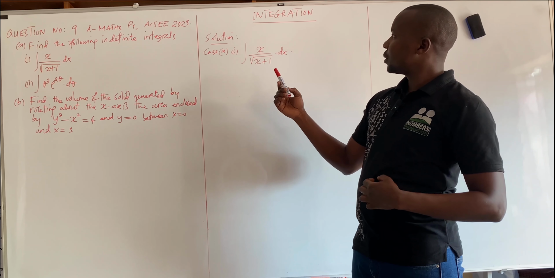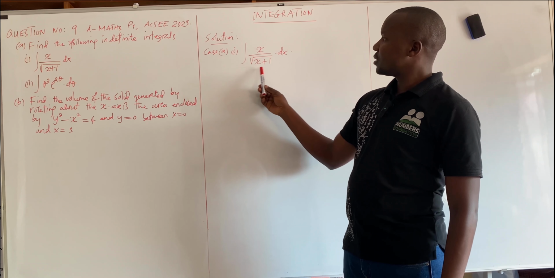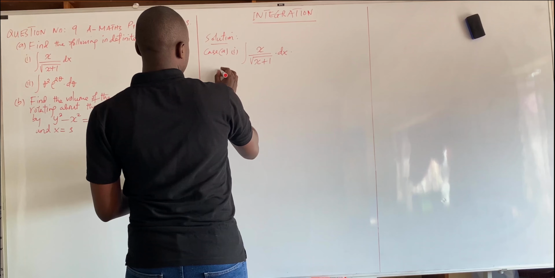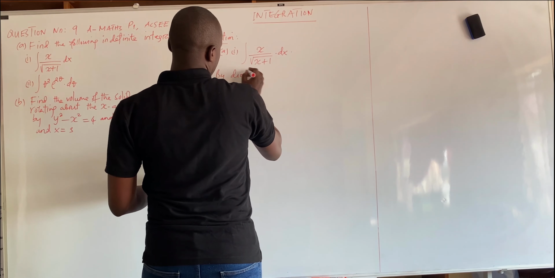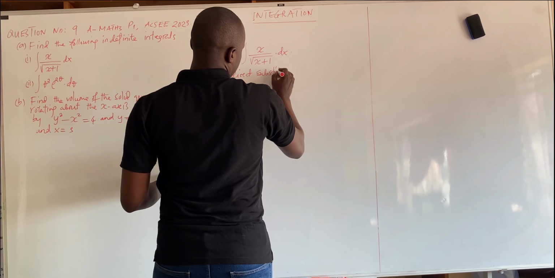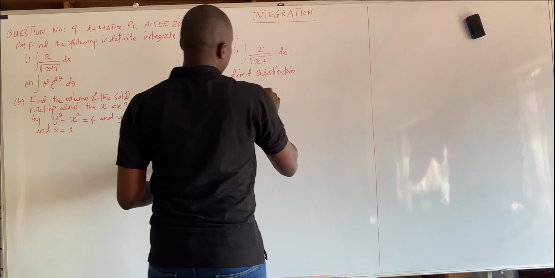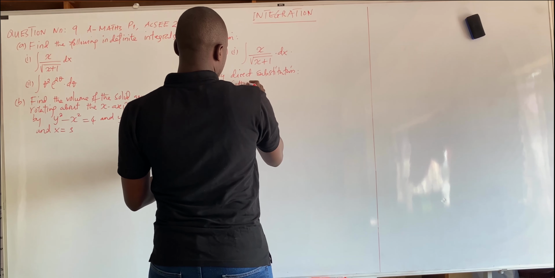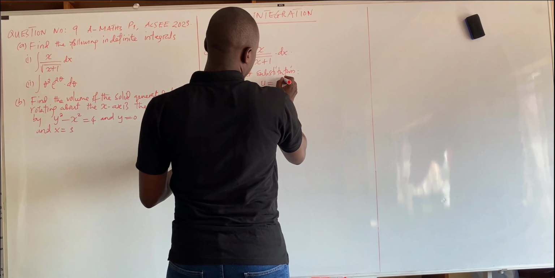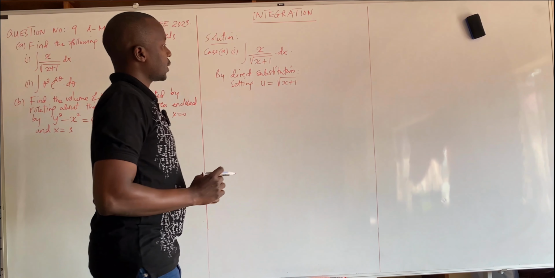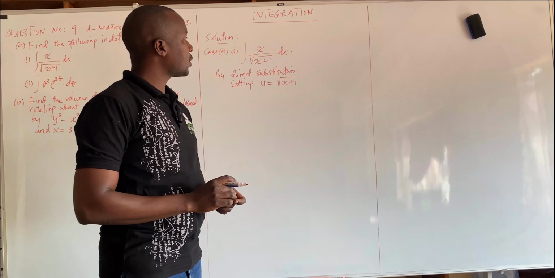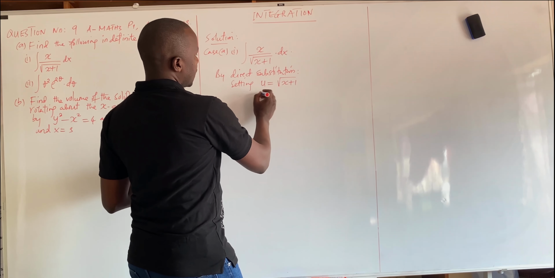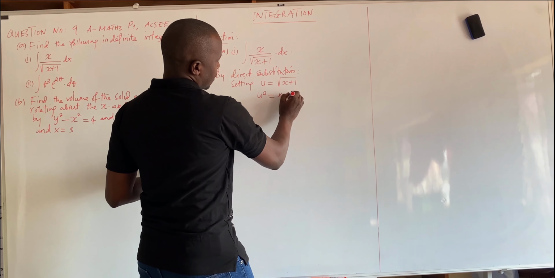So for example here, I can apply direct substitution, setting u equals the square root of x plus 1. So we let this denominator expression equal u. That's the direct substitution. It's the same as saying u squared equals x plus 1.